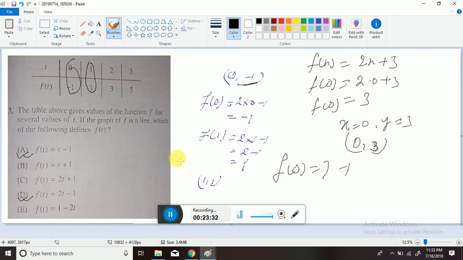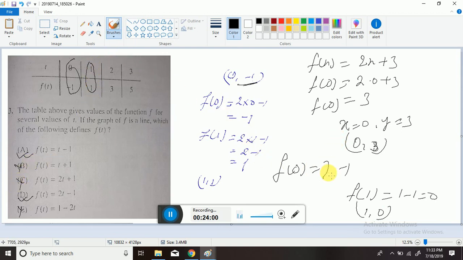Let us check from the next point. Now, we don't have to go for B, C and E because all of these three options are already cancelled from the first point. Now, in case of option A, what happens if you put f(1)? F(1) equals 1 minus 1, that is 0. That means x equals 1, y equals 0. Our point is (1, 1), where x is 1 and y is also 1.